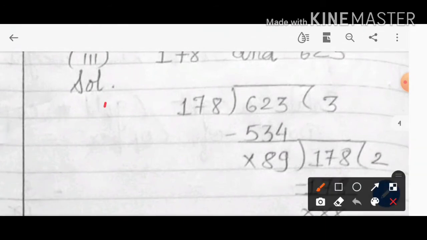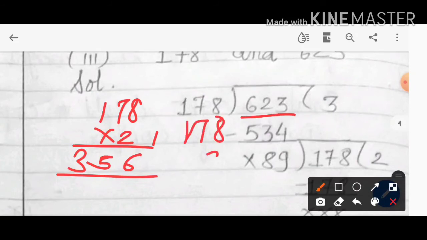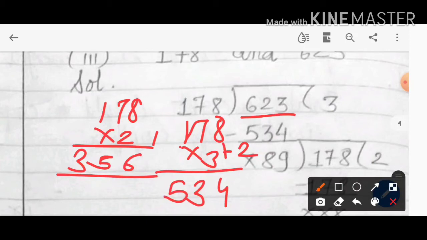Now if we take it 2 times, it will be 8 2s are 16, 7 2s are 14 plus 1 is 15, and 2 ones are 2, so 156. It means it is not near to 623. Now you can check for 3 times. 8 3s are 24, 7 3s are 21 plus 2 is 23, then 2 3s are 6, 6 minus... 3 ones are 3, 3 plus 2 is 5. It means 534 we have to take.